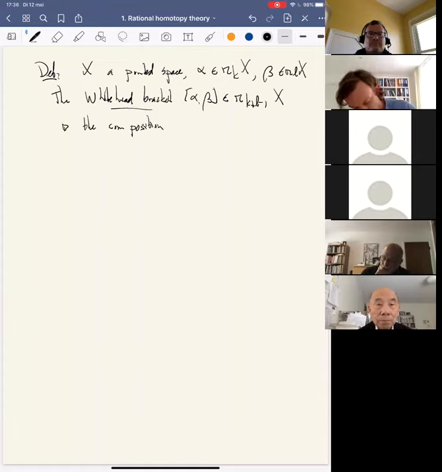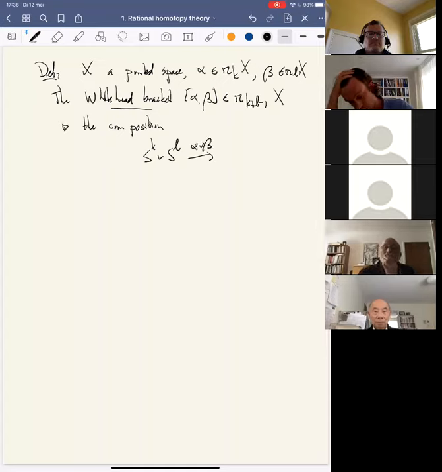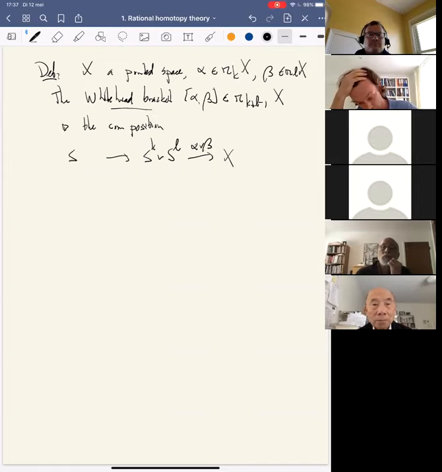Well, what can I do? First of all, I can use alpha and beta and wedge them together to get a map from this wedge of two spheres into X. Now I'm going to precompose this with, in some sense, the universal Whitehead bracket. So it's a map from S^(k+L-1) into here. And this map is perhaps most easily described as follows. It's the attaching map of a K plus L cell in the product Sk times Sl.